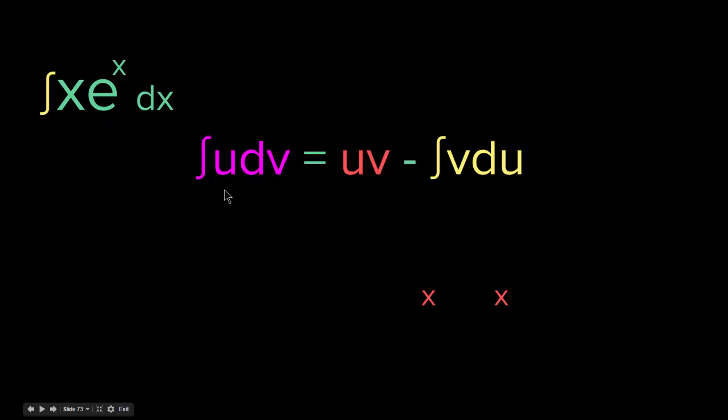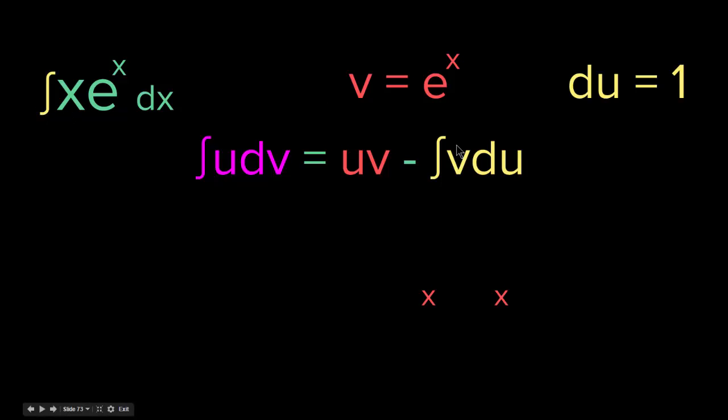So if I do that, I want to find du and I want to find v. So I want to go down and find the differentiation of u, and I want to go up and find the antiderivative of dv, which is v, and it gives us e^x because the antiderivative of e^x is just e^x. And the derivative of u, which is du, equals 1 because the derivative of x is just 1.